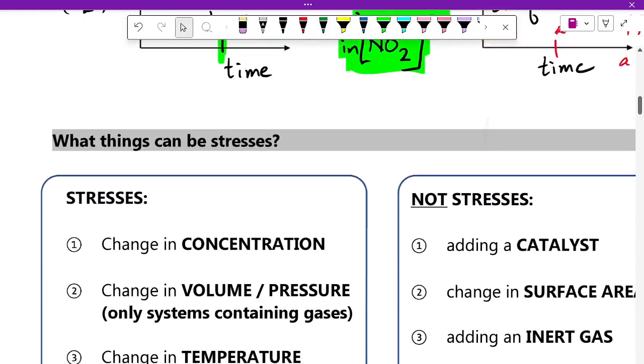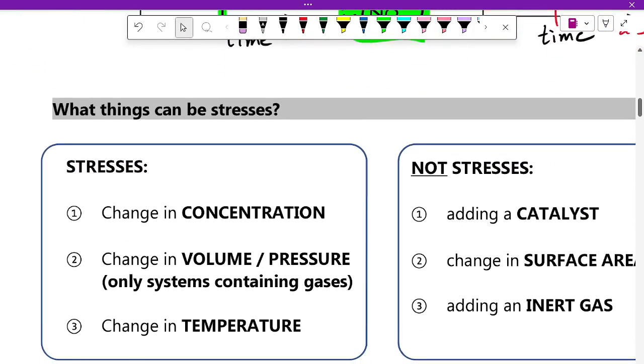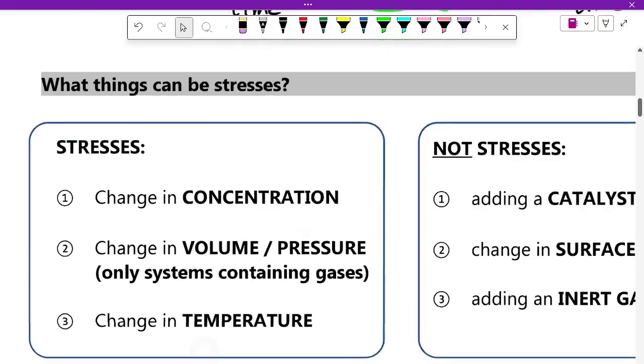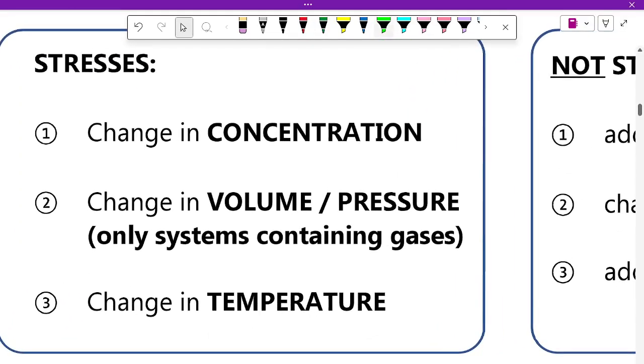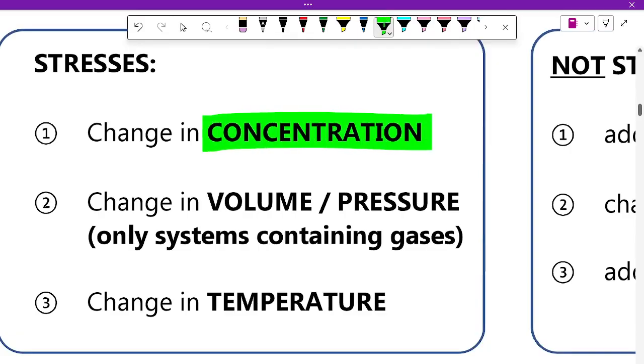And now we're just going to talk about what things can be stresses. Concentration is a stress. And we just looked at that. We changed a concentration. We injected more of that brown gas. So that is a stress. We can change the volume of the container. That will change the pressure.